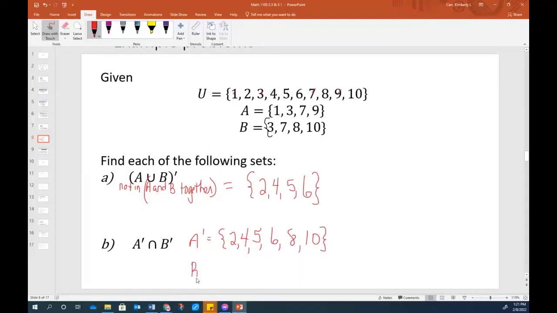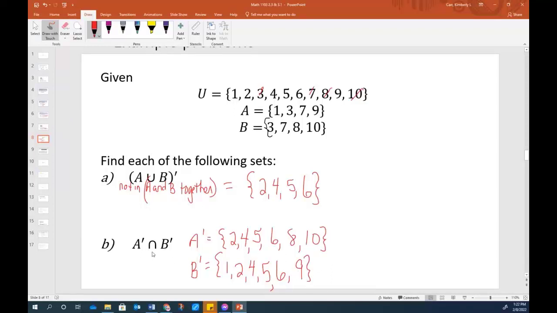Now, B complement is everything that is not in B. So we'll do the same sort of work again and say, okay, well, I don't want what's in B, so I don't want 3, 7, 8, or 10. So B complement then is 1, 2, 4, 5, 6, and 9.